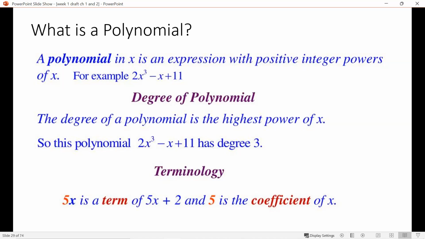5x, for example, would be a single term of 5x plus 2. Now the 5 itself is just the coefficient of that term. So you want to make sure you understand each little chunk that's being added and subtracted is a term. And then the terms themselves have their numerical part, which is the coefficient, and they have their variable part.